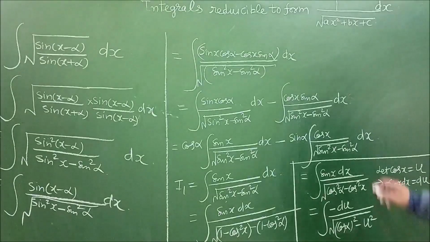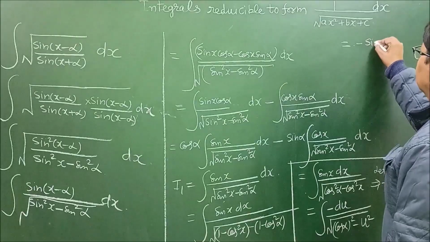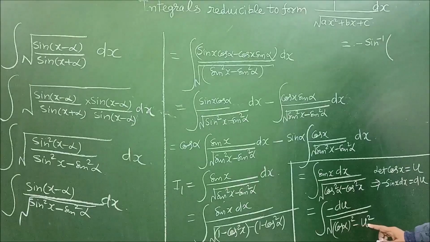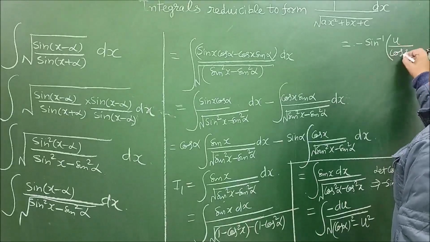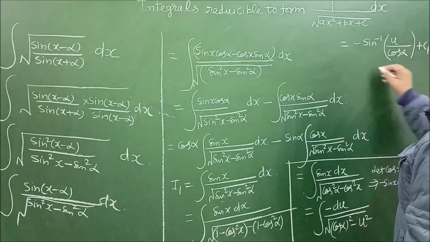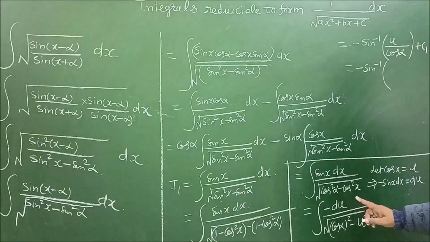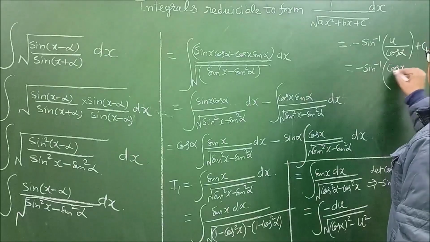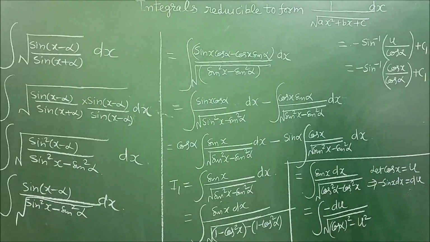So this integral is equal to minus sine inverse of x upon a, that is u upon cos alpha, plus C1, or this is equal to minus sine inverse u. The value of u is cos x, so minus sine inverse of cos x upon cos alpha plus C1. So we have solved the first integral.